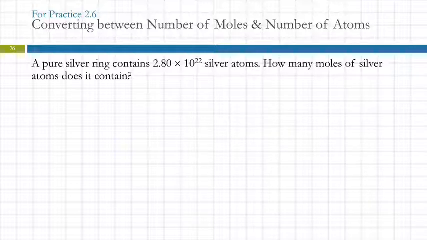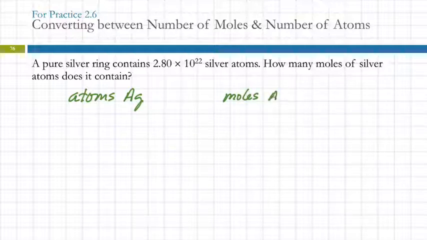So this is dimensional analysis. We're starting with a number of atoms. So we've got atoms of silver, and we're asked how many moles. The mole is a unit, and so we're going to go with moles of silver.